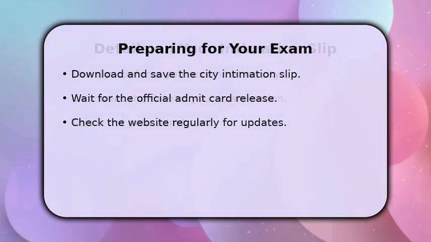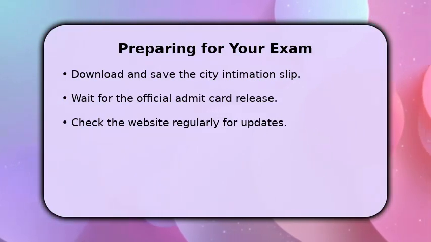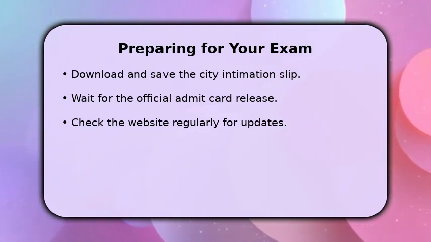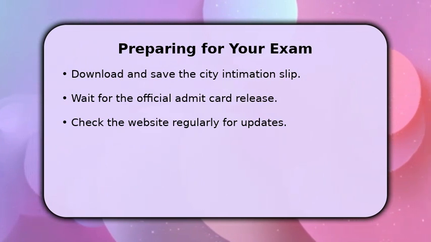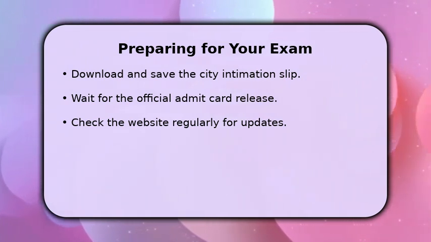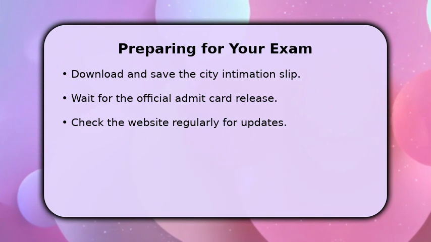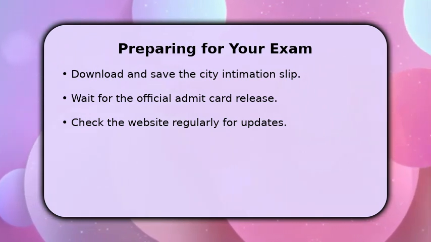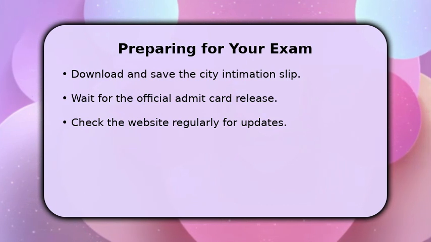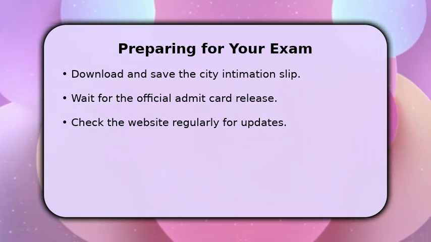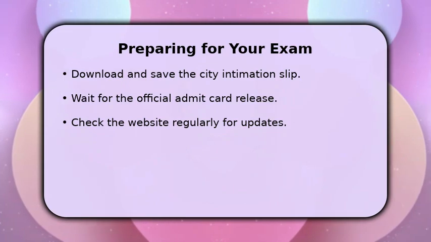venue. Once you have viewed your city intimation slip, it's a good idea to download and save it for your records. Keep an eye on the official CUET-UG website for the release of your admit card, which will provide your specific examination center details. Regularly checking for updates ensures you have all necessary information for your upcoming examination.